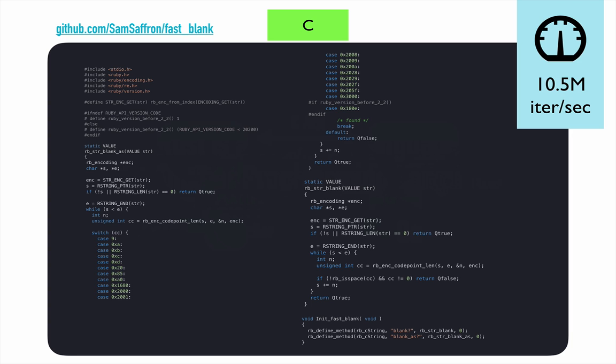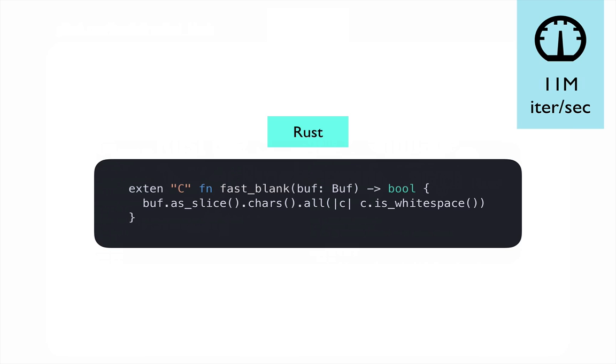But looking at the code, we know it's not easy to do it right in C. There are lots of things you need to keep in mind. Finally, let's look at the implementation in Rust. Much simpler code thanks to Rust's higher level language features, and it's as performant, 11M iterations per second. So we can say Rust is really fast because of its zero cost abstraction.